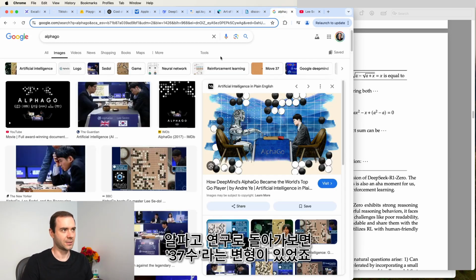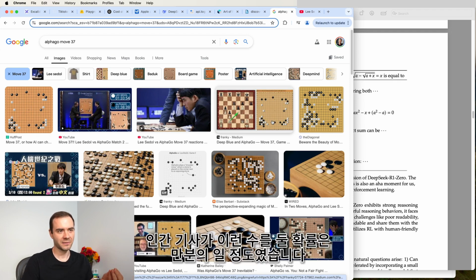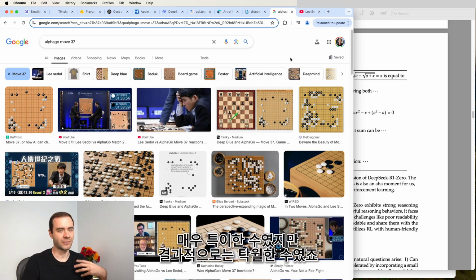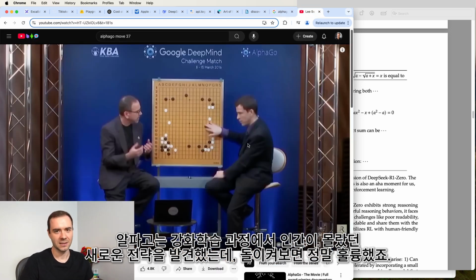And so when we go back to this AlphaGo search here, one of the suggested modifications is called move 37. Move 37 in AlphaGo refers to a specific point in time where AlphaGo played a move that no human expert would play. The probability of this move being played by a human player was evaluated to be about 1 in 10,000. So it's a very rare move, but in retrospect, it was a brilliant move. AlphaGo, in the process of reinforcement learning, discovered a strategy of playing that was unknown to humans, but is in retrospect brilliant.